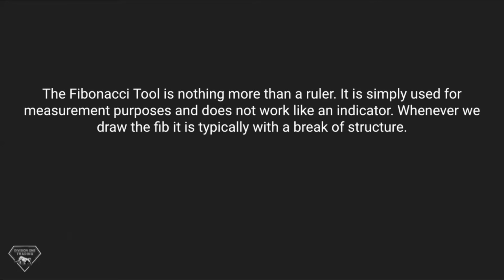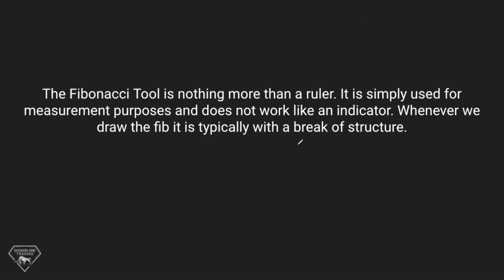Whenever we draw the fib, it's typically with a break in structure, and we'll cover that, right? So say we have structure here, and then we have a break in structure. Once we have that break in structure, now we can use the fib measurement, and we're going to be measuring the push of that break in structure. And then we're anticipating a pullback to a certain level and then a push, right?